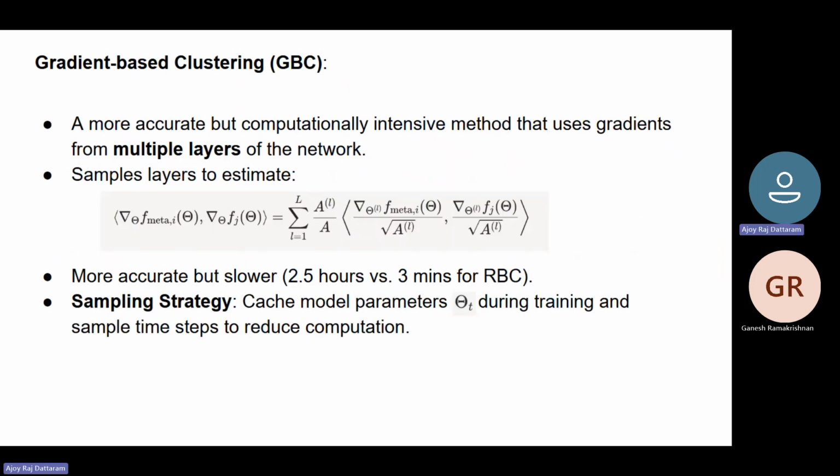So another clustering method is GVC, which is gradient-based clustering. It uses gradients from many layers for better accuracy, so multiple layers.